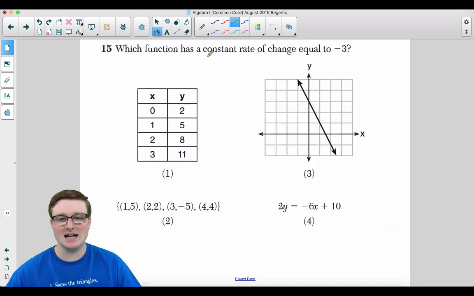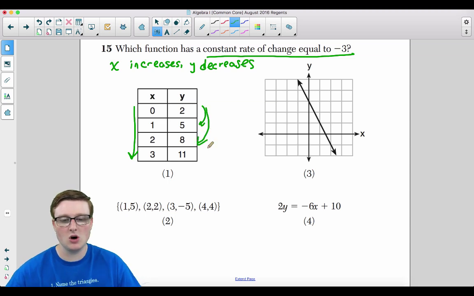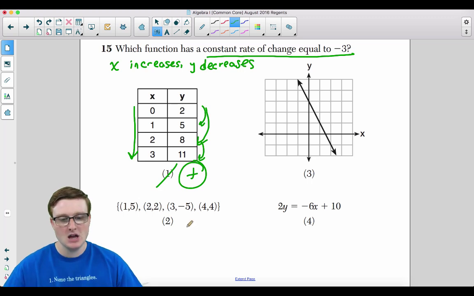Which function has a constant rate of change equal to -3? So that's basically saying as x increases, y decreases. That's what it's talking about with the slope. So as x increases, y should be decreasing. No, this is showing a positive slope. So choice 1 is not the answer.